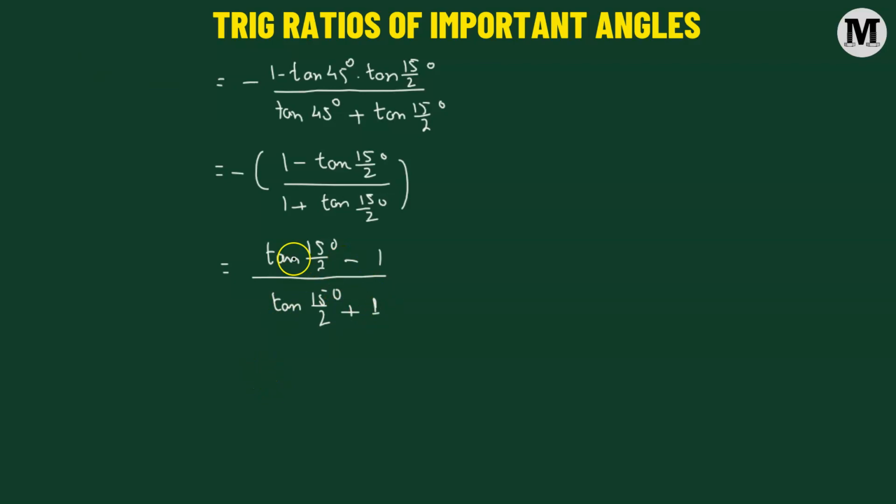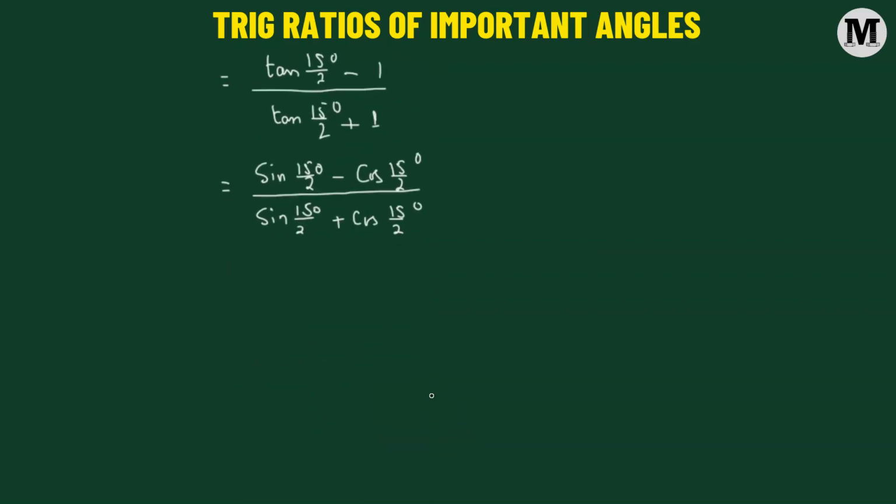Now what we'll do next is multiply the numerator and the denominator with cosine 15 over 2 degrees. The product of cosine 15 over 2 and tangent of 15 over 2 is going to give us sine 15 over 2 degrees minus 1 times cosine of 15 over 2 degrees, divided by the denominator, which will be sine of 15 over 2 degrees added to cosine of 15 over 2 degrees.